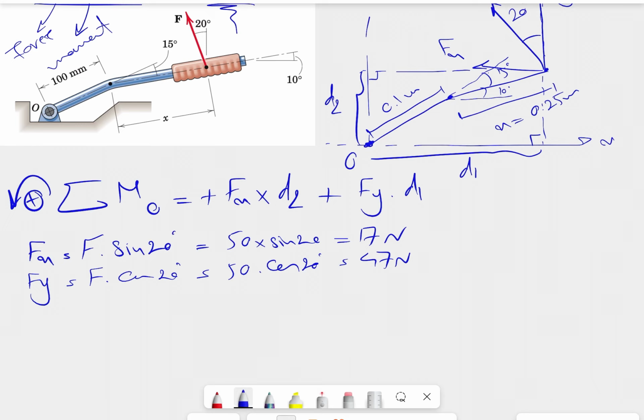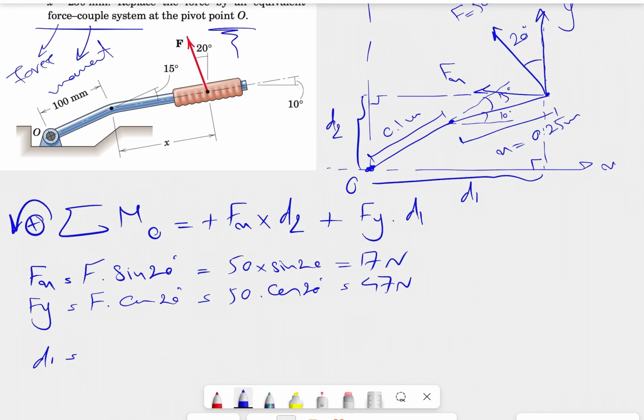Let's start with the D1. So for D1, what we need to find is we have all the distances that we need. So if we can figure out this angle, the cosine of this angle times 0.1 will give us this distance. Let's call this A, and let's call this B. So basically D1 is A plus B.